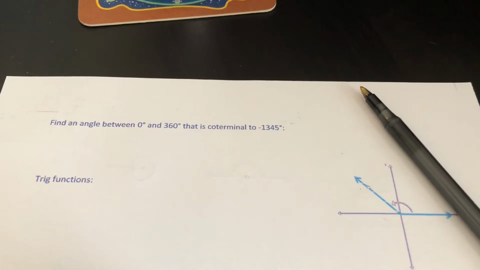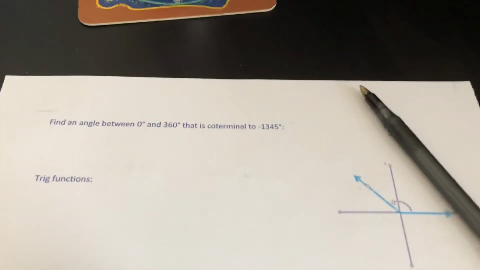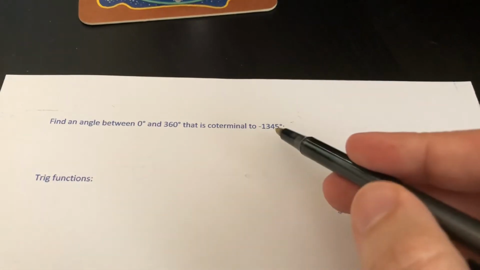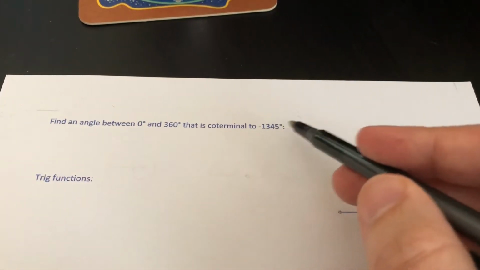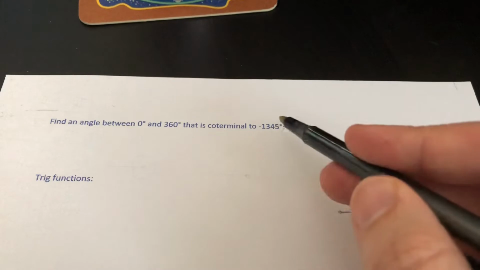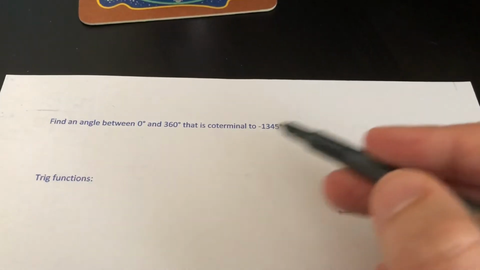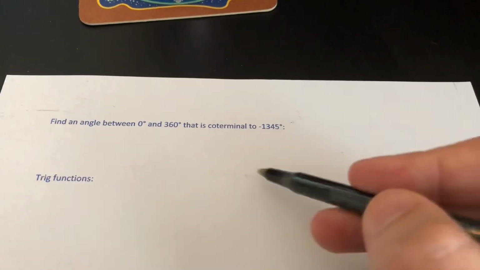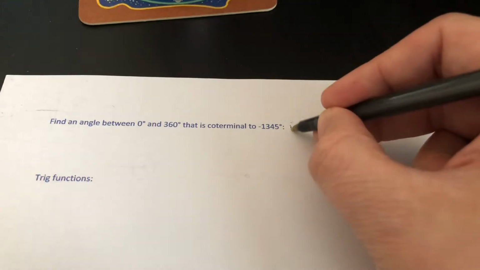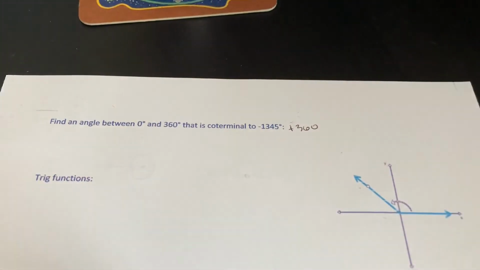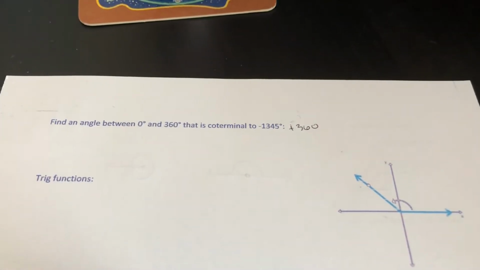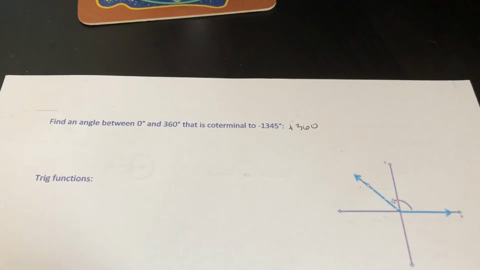Okay, so remember our rule for finding coterminals is I either add or subtract 360, rotations. Well, if I have a negative, think about it. When I want to start subtracting rotations, if I take a negative and I subtract from it, it's just going to keep getting negative and negative and negative. So what I want to do is I want to add rotations to it, okay? So I take negative 1345 and I add 360 degrees, okay?